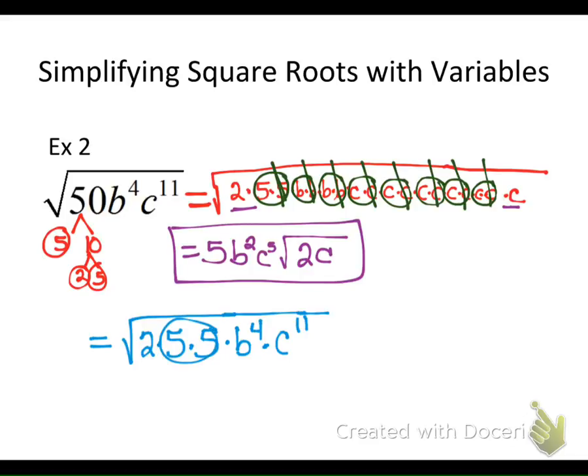I'm going to circle my factor pairs. My factor pair is still going to go to the outside. So what still moves to the outside? The 5. Now, this is the shortcut.